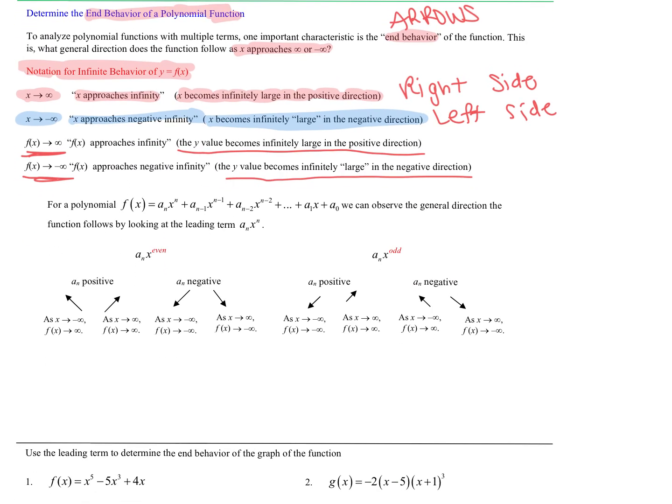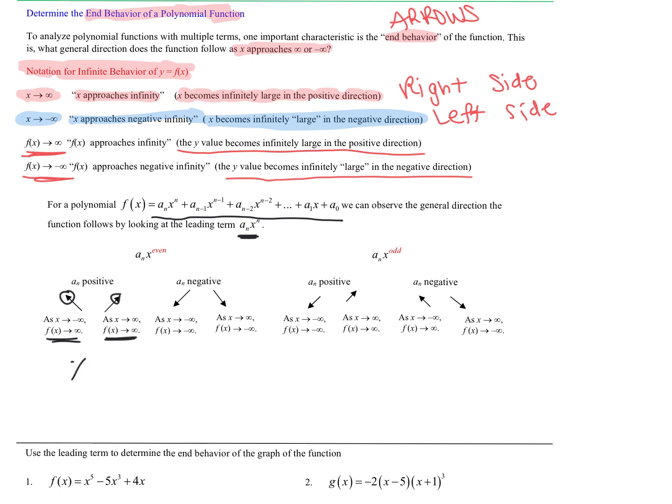So for a polynomial, and this is just fancy notation for polynomial, we can observe the general direction the function follows by looking at the leading term a n x n. So if the power is even, then on the left and on the right, it rises. So as x approaches negative infinity, f of x is approaching infinity. As x approaches positive infinity, f of x is also approaching infinity.